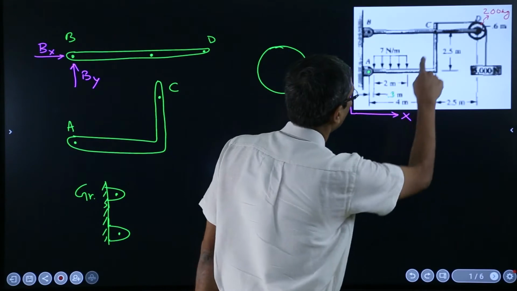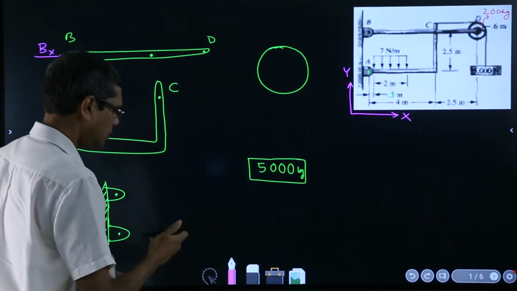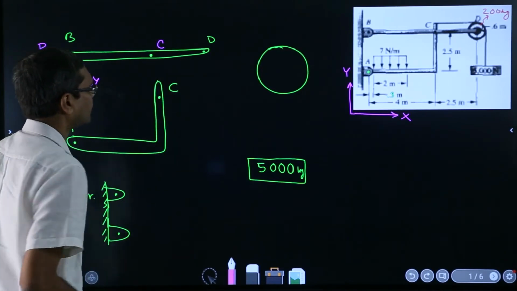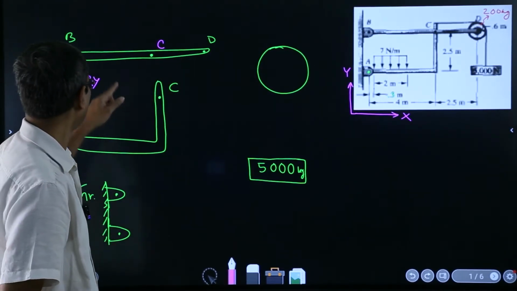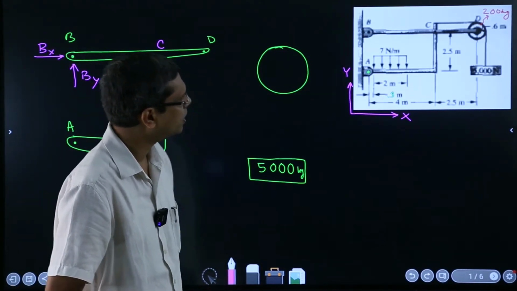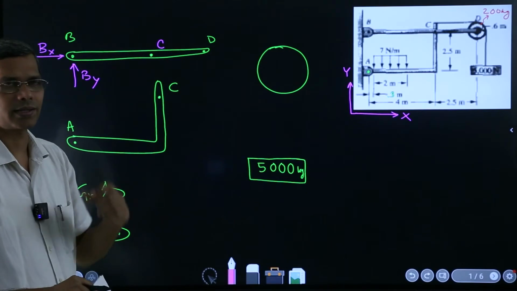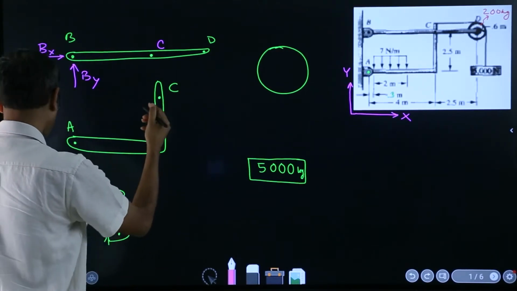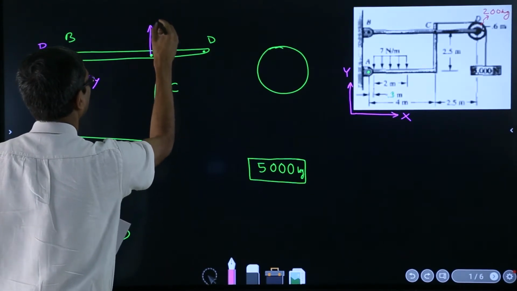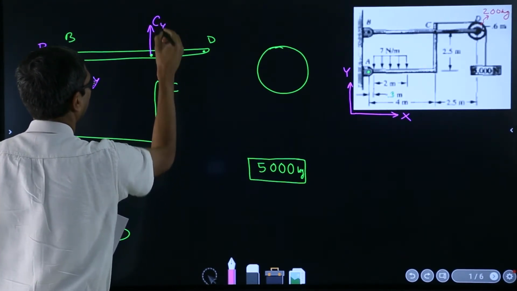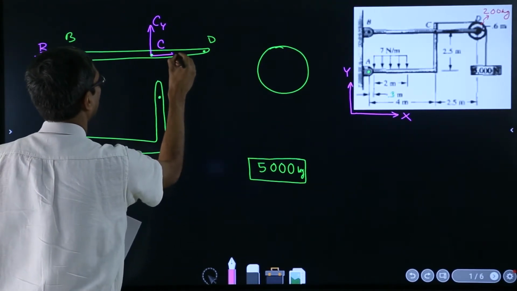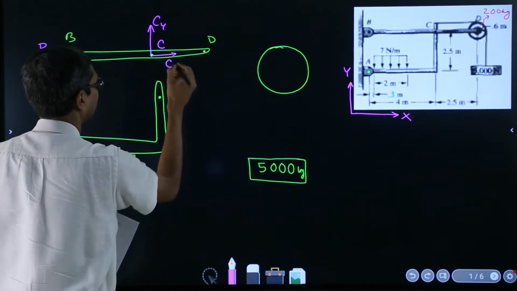And now coming to point C. So this is the point C, right? Now again you ask the body that if I move you down, will the pin joint at C react? The answer is yes. So you can put maybe this force, say Cy, and similarly from the same question in the x direction you will put say Cx.